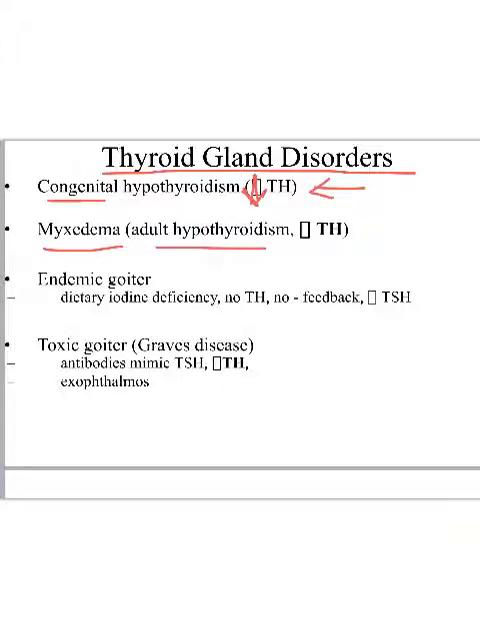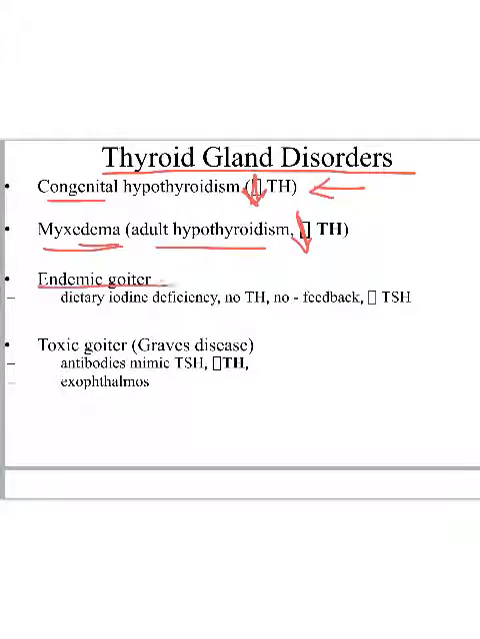Myxedema is adult hypothyroidism. Okay, I don't know why my little arrows don't come out. But this leads to low metabolic rate, lethargy, weight gain, blood pressure can go up, they can get edema.